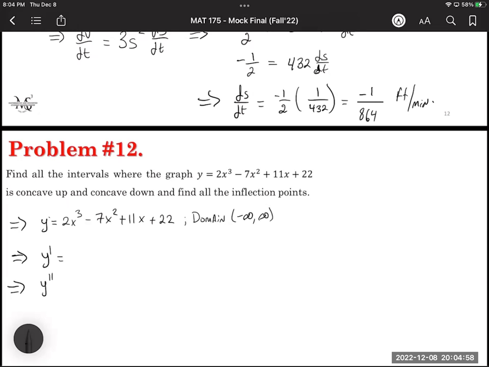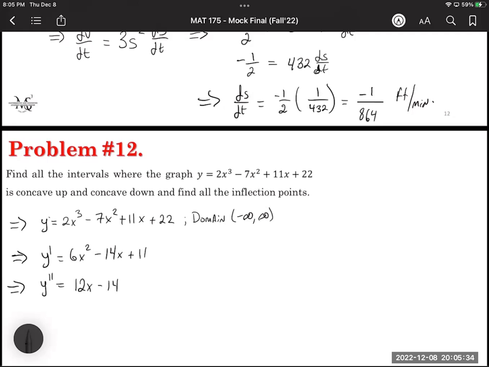So again, we know what the original function looks like. What would the first derivative be now? It's going to be 6x squared minus 14x plus 11. Uh-huh. Now you can go ahead and get your second derivative. So what would the second derivative be? 12x minus 14. That's right, 12x minus 14.